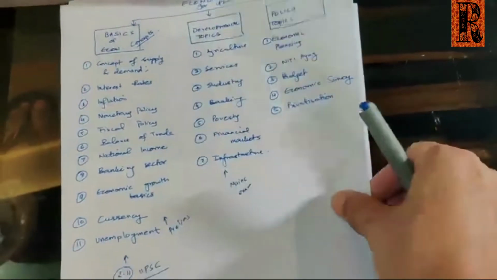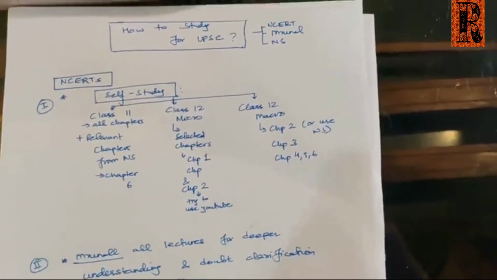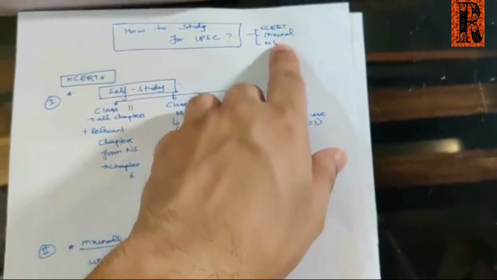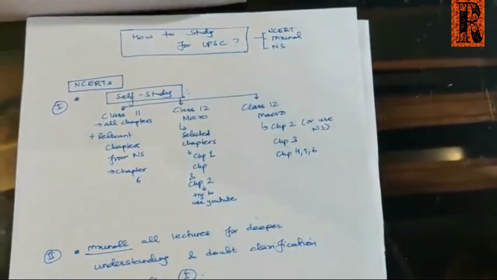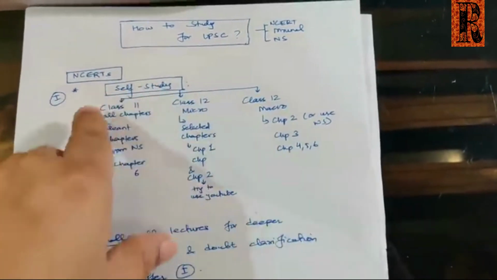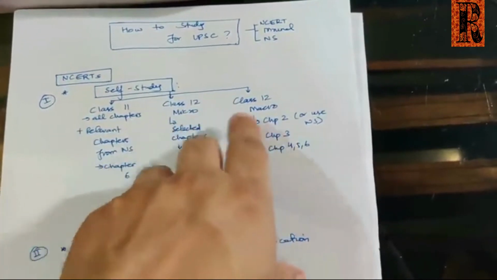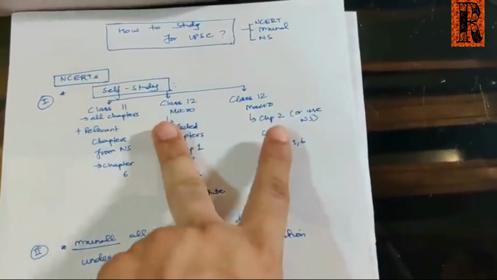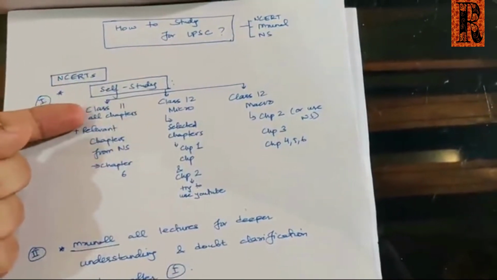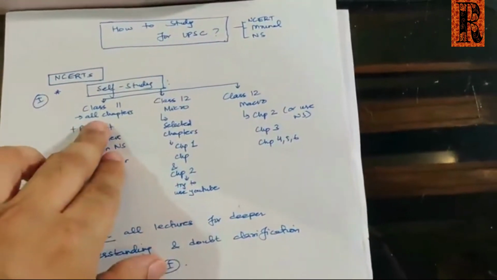Where to read these topics from? I will tell you. This is basically our source page. NCERT, Mrunal and Nitin Singhania are the 3 books that I recommend for UPSC studies for now. For NCERTs, you need 3 books: the class 11th book, the 12th book microeconomics and the 12th book macroeconomics. For 12th there are 2 books and for 11th there is 1 book. But in the class 11th book, you need to study all the chapters because all the chapters are important.